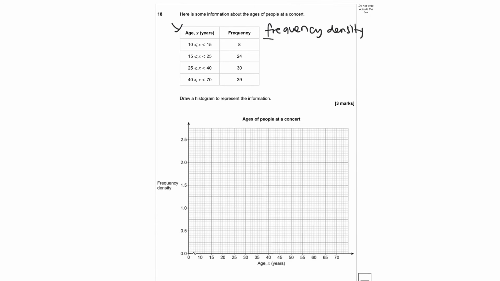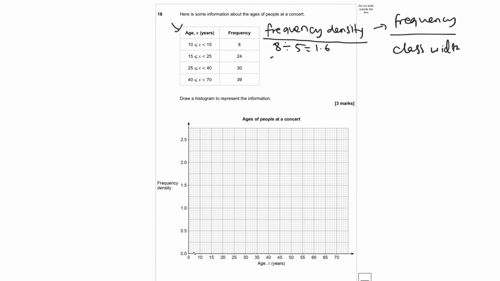So I'm going to add an extra column for frequency density. And frequency density is frequency divided by class width, aka the difference in each class width. So the first one would be 8 divided by 5 into your calculator, which would be 1.6. Next one would be 24 divided by 10, because that's the difference between 25 and 15, which would be 2.4. 30 divided by the difference between 40 and 25, which is 15, which is 2. And then the last one, 39 divided by the difference between 70 and 40, which is 30, which in your calculator would be 1.3. So now we've worked out all the frequency densities, we need to draw our bars.